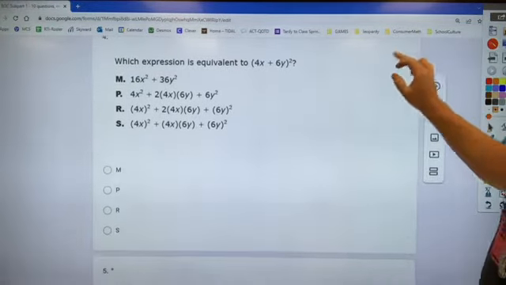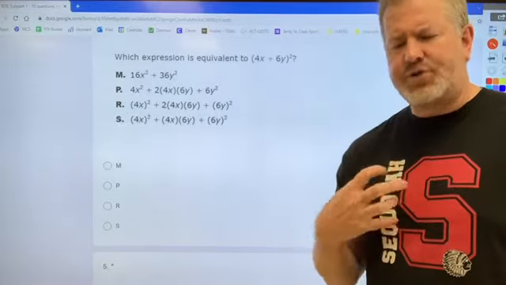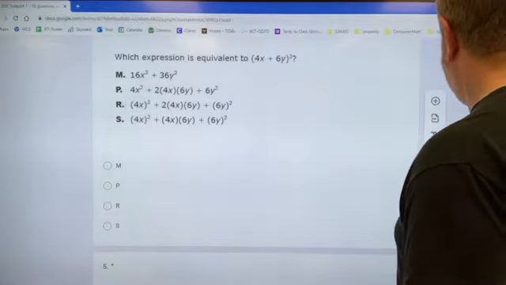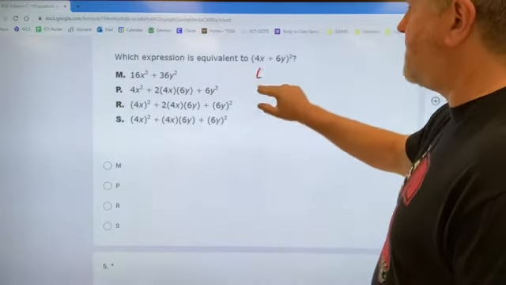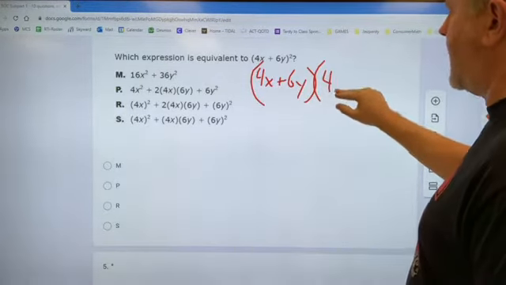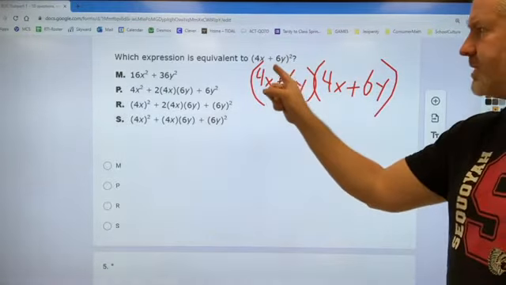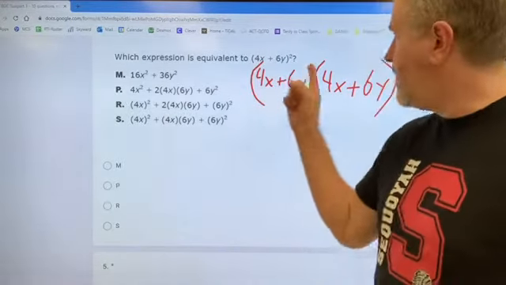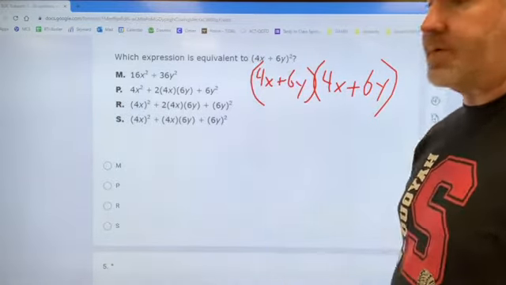Which expression is equivalent to 4x plus 6y squared? Now, this is a strange problem because we're just going to FOIL this. Instead of memorizing how to square a binomial, just put it beside itself. It's squared, so it just means 4x plus 6y times 4x plus 6y. Okay? See, same thing. That way you only have to remember square. You know what a square is here, and you only have to remember FOIL. You don't have to remember a separate formula for squaring a binomial.